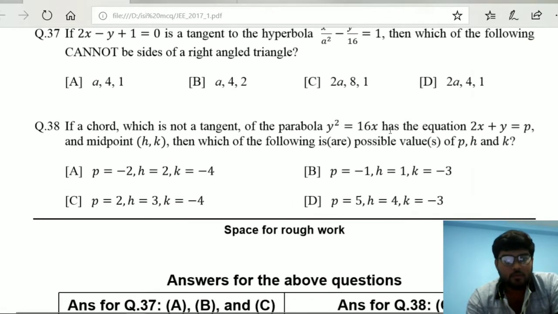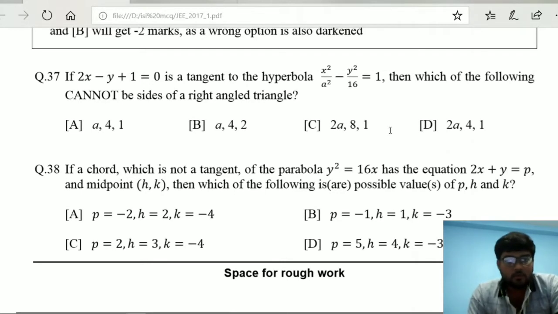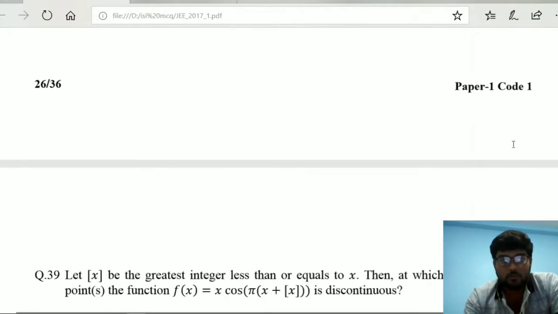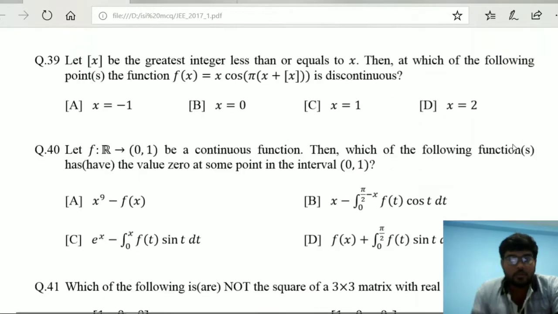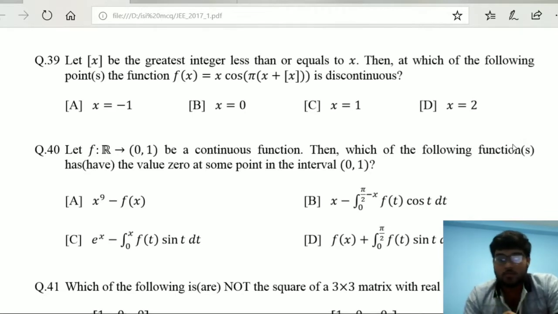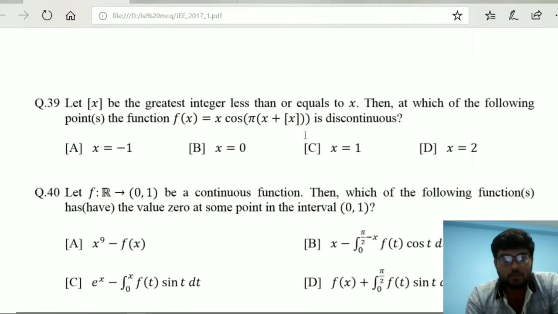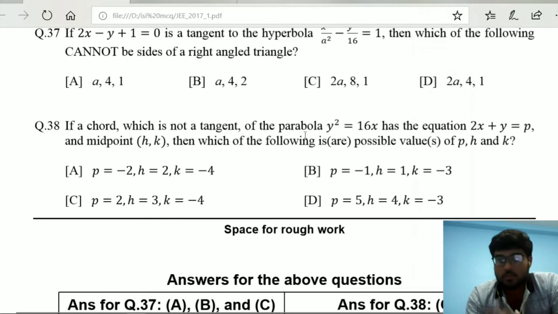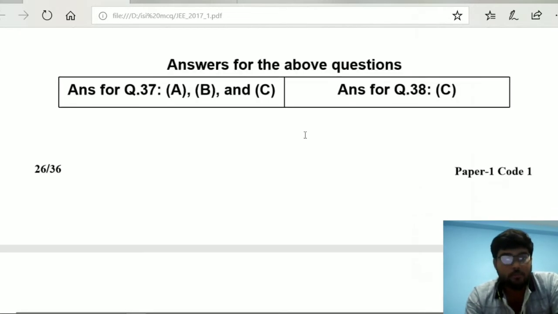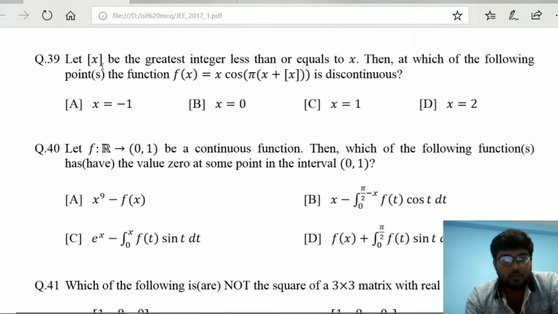Question 37 and question 38 were in the previous video. We are going to solve question 39 and question 40 in this video. Each video contains two solutions. The previous video has two solutions, question 37 and question 38, and this video will contain question 39 and question 40. So let's do that.